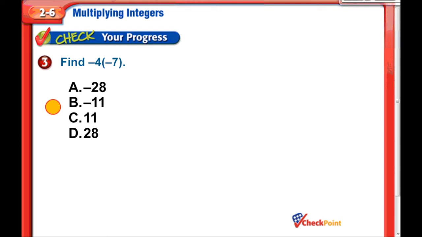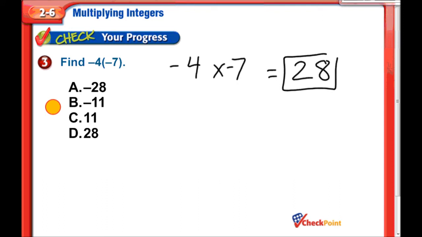Okay, now negative 4 times negative 7. As we've learned on the previous slide, when the signs are the same in the numbers you're multiplying, the answer is positive. So really all I have to figure out is what's 4 times 7. And 4 times 7 is 28. And we also know now that when the signs are the same and they're both negative, the answer is still that positive 28.